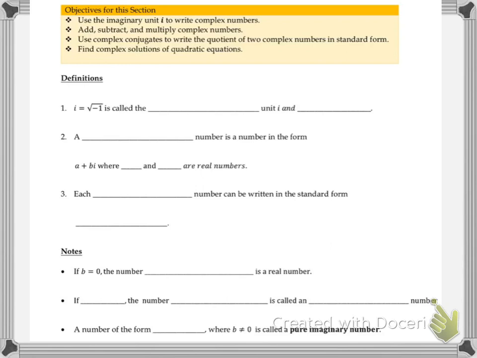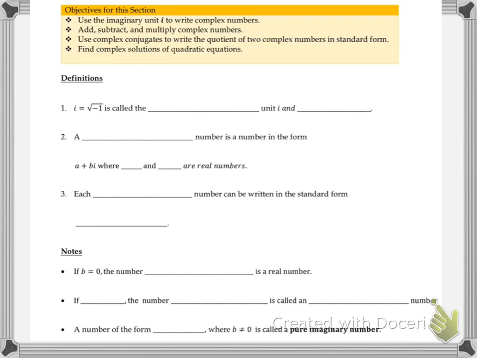In this section, you have the objective. So we're going to use the imaginary unit i to write complex numbers, add, subtract, and multiply. And I'll let you read the other two. I want to get into it because I try not to let the videos be over 15 minutes. I might have to break this up into 2 videos. It just depends on how fast I go. So I need to stop talking now and get started.